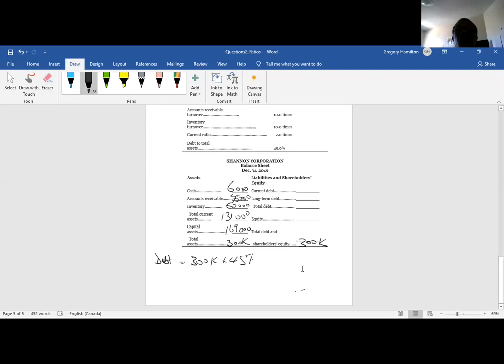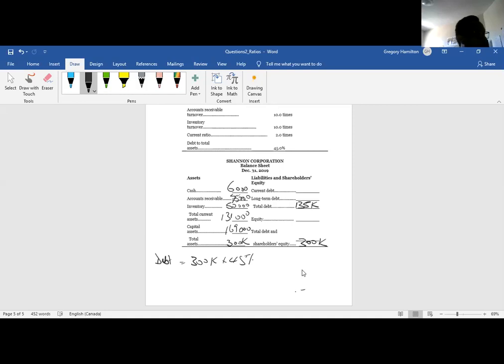Let's just check to make sure. Yeah. Total debt to total assets of 45%. Okay, yeah, that's fine. How much is that? Total debt would be 135,000. 135K. All right, so we know total debt.